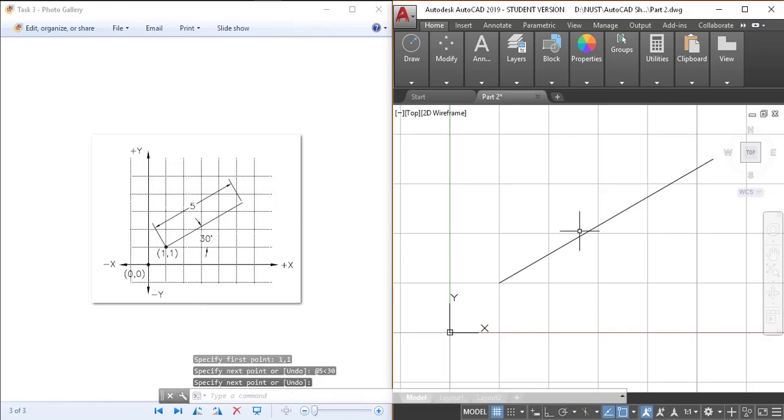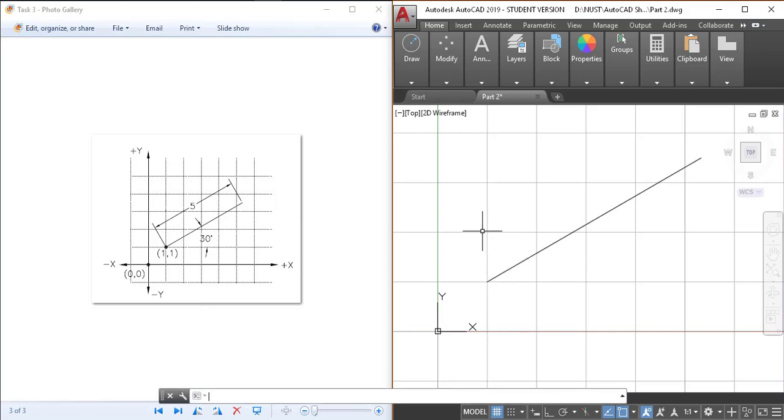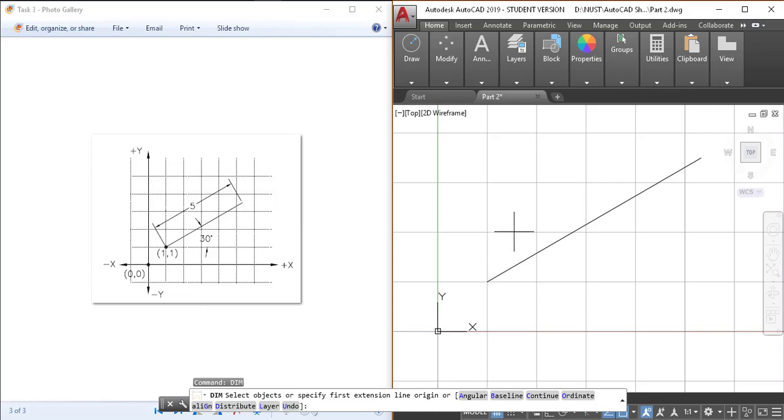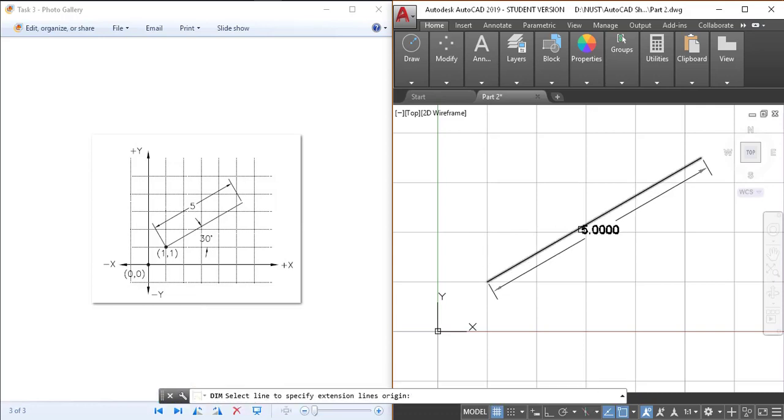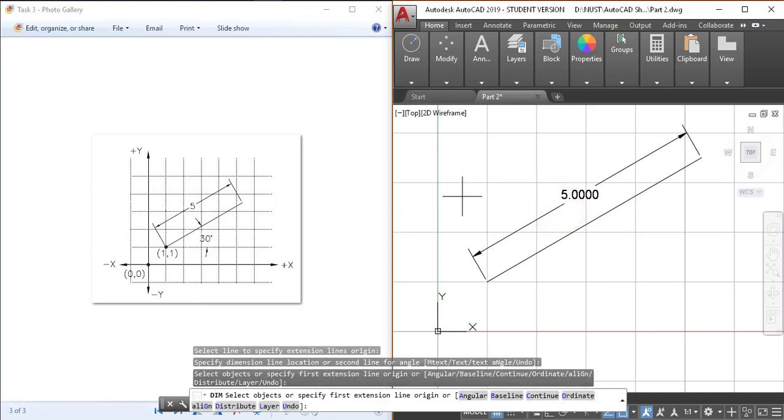So now you can see that we have a line which is of 5 units and making an angle of 30 degrees with x-axis, and this line is starting from 1, 1. In order to verify, we can see the dimension of this line, which is 5 units. We will discuss how to dimension the lines in our next lectures. So this is all about the dynamic input mode, absolute coordinate system and relative coordinate system.